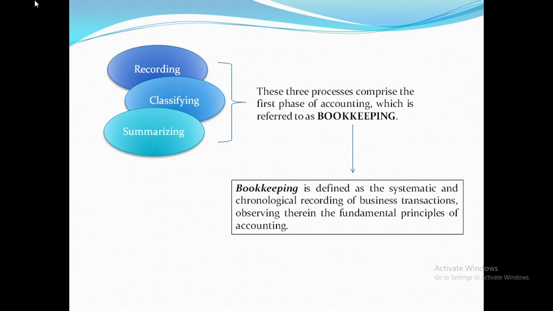So in actual practice, a bookkeeper's work covers the recording and the preparation of the trial balance. Later on, we're going to explain what a trial balance is. The preparation of the trial balance is supposedly the end product of a bookkeeper and the starting point of an accountant's work. So the last process of accounting is what we call interpreting, which is considered to be the last phase of accounting.